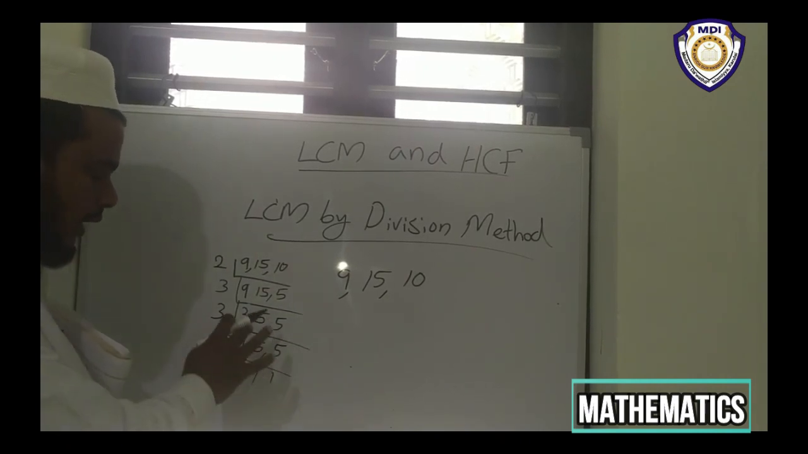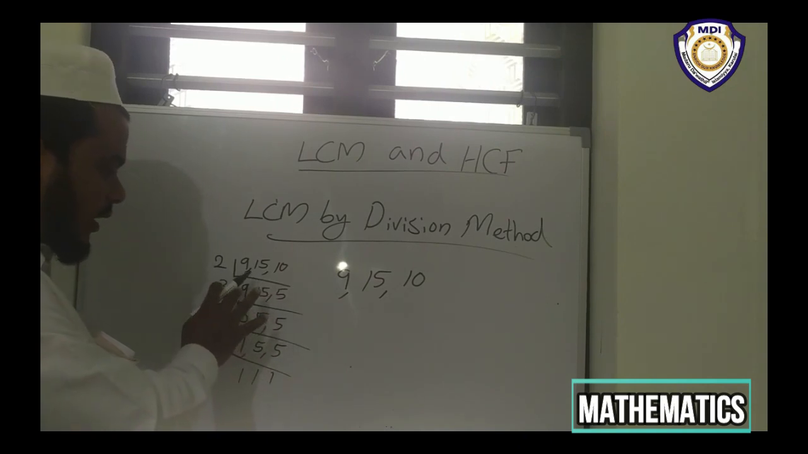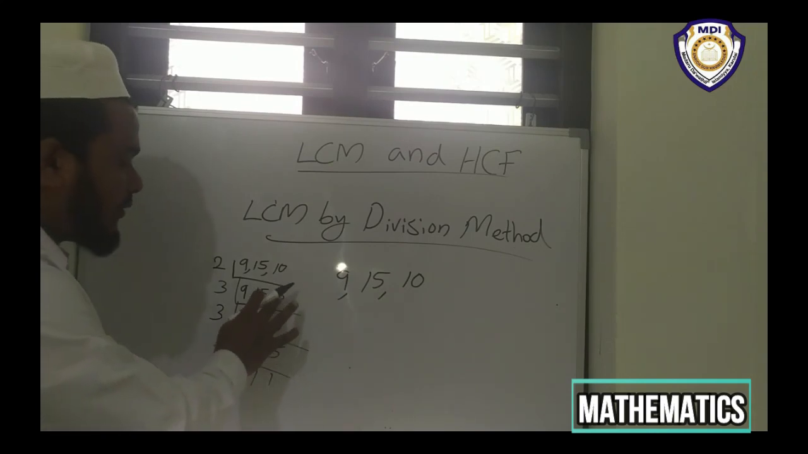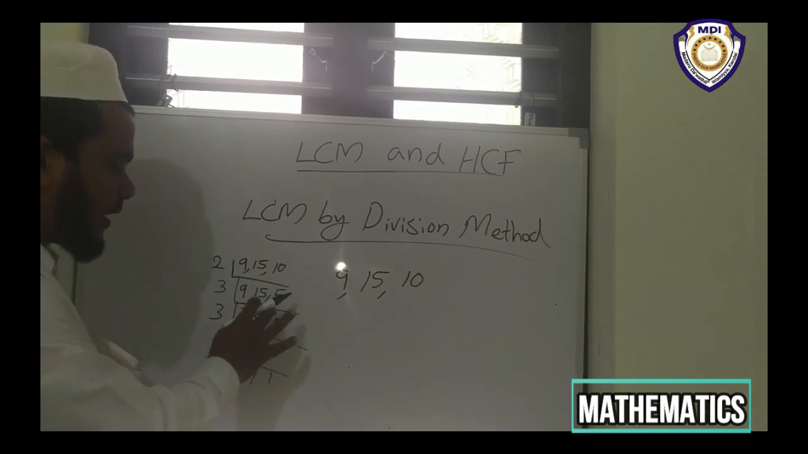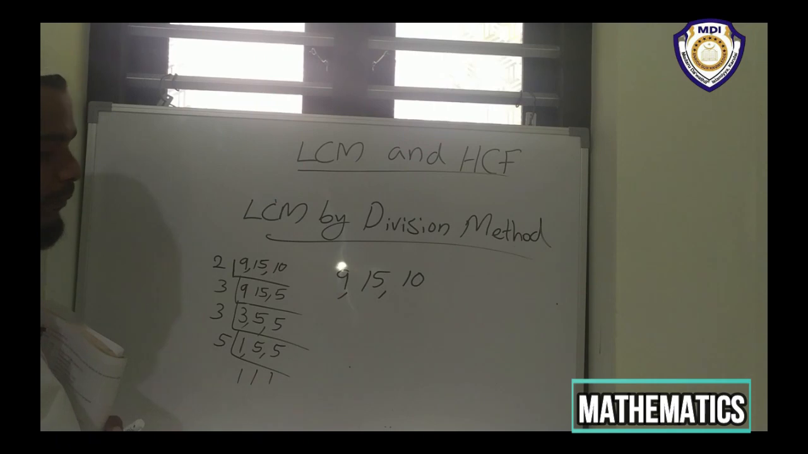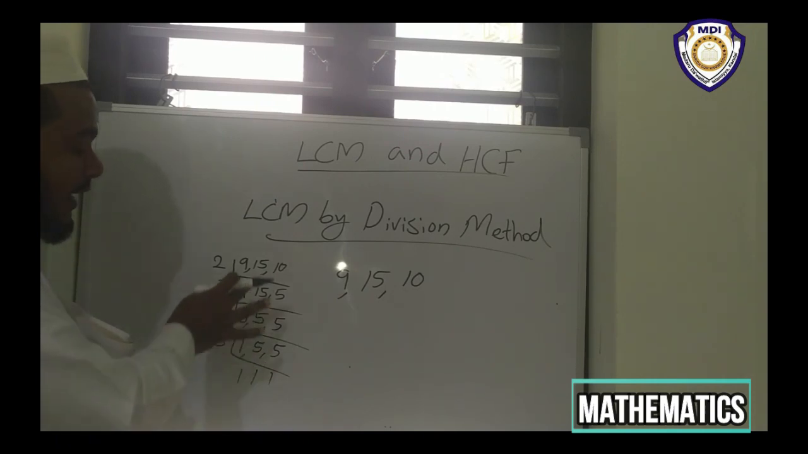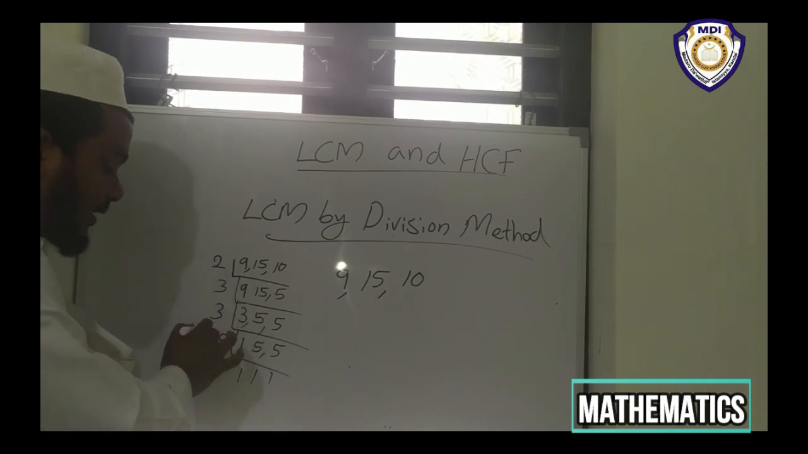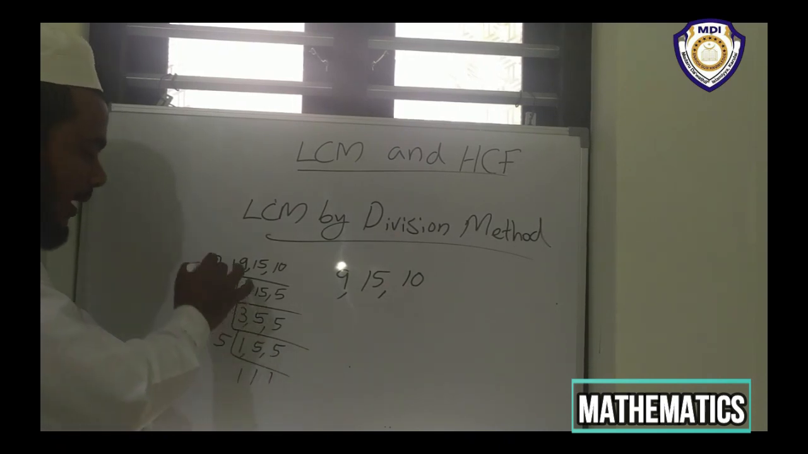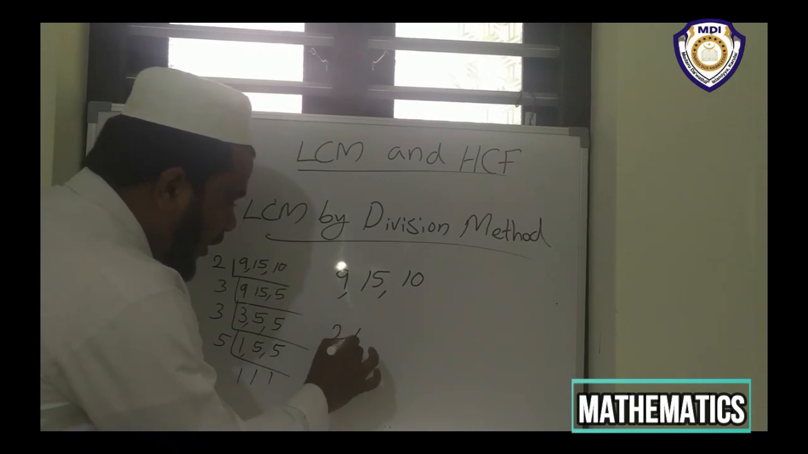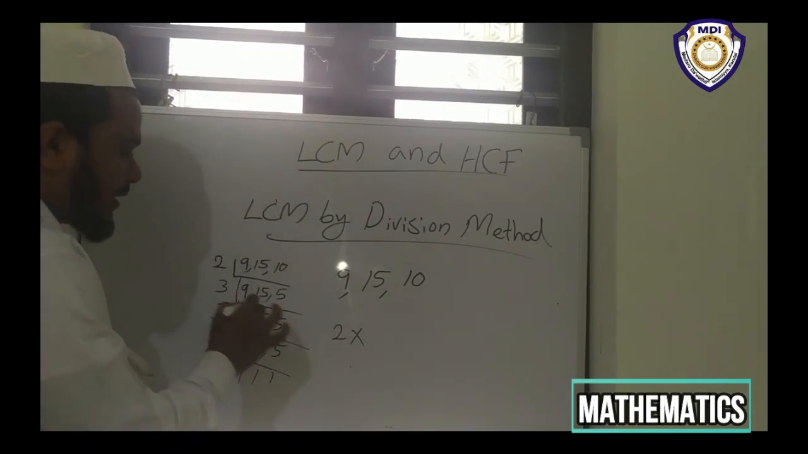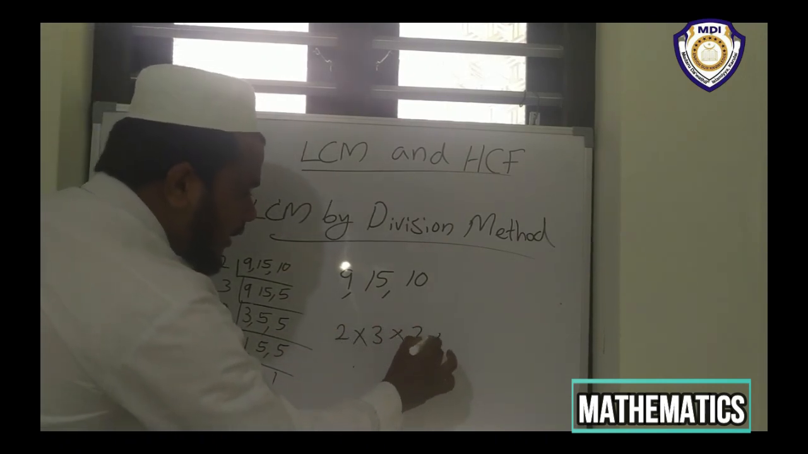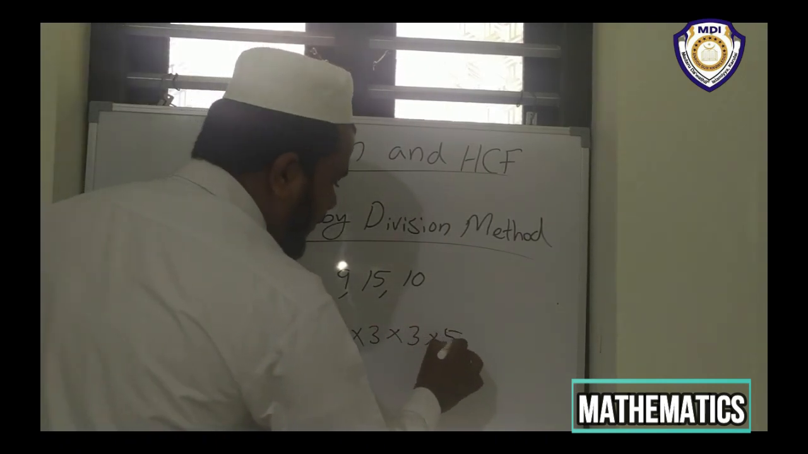Next 3: you can divide 9 and 15 by 3. Then 5 cannot be divided by 3, so you just write down the 5 below. At last you get this. After that you have to multiply these. You have to multiply 2 into 3, another 3, into 5.